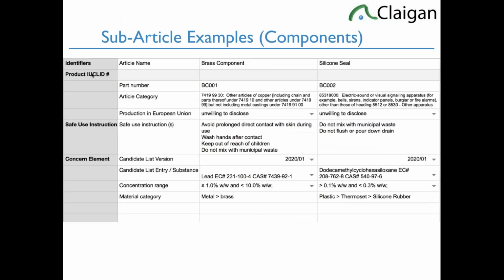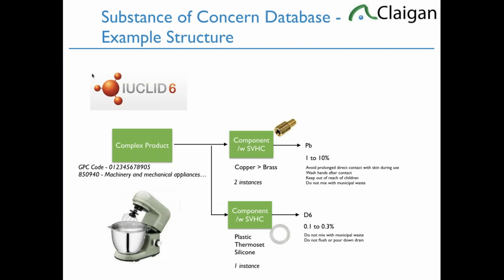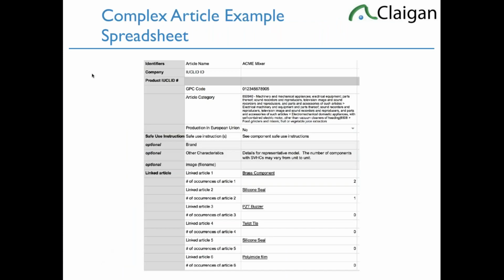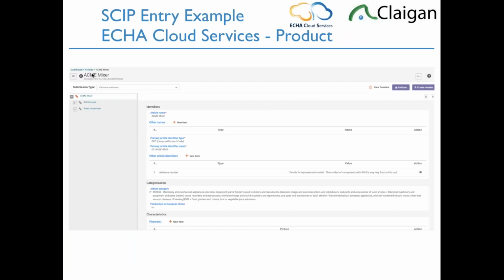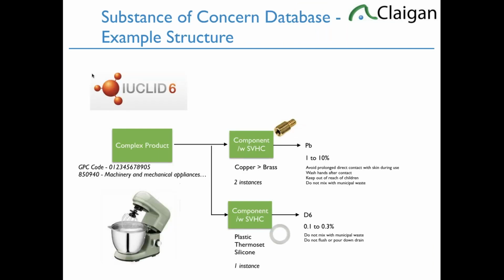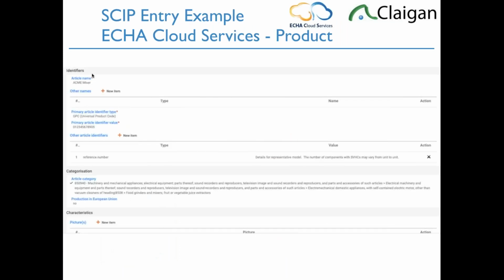So the structure, as it buzzed through, we're looking here. This is sort of a nice visual representation. And then we looked at the Excel versions. This is the IUCLID version. Pretty simple, all the same thing. So again, this is what we're looking at. We're looking at the mixer that has a brass component and the silicone washer, which we just saw there. And so this is what the product looks like.